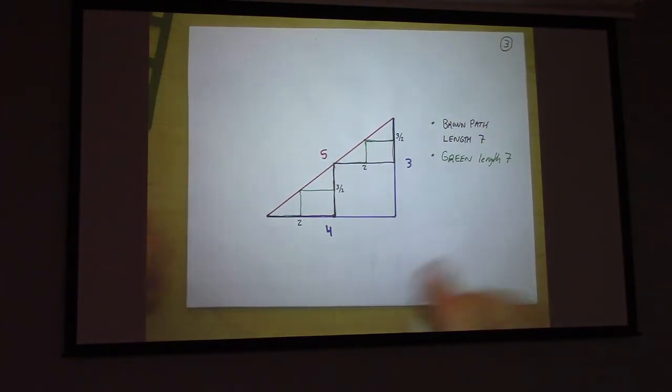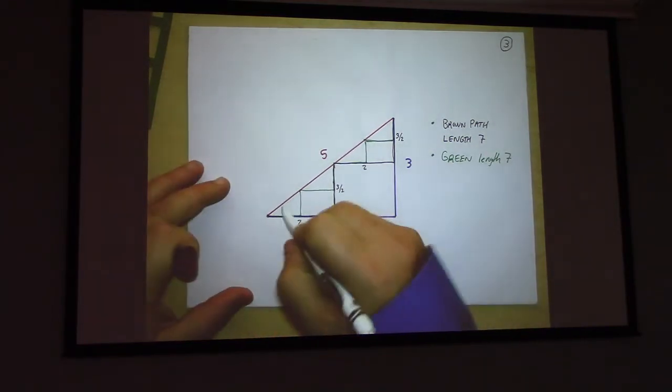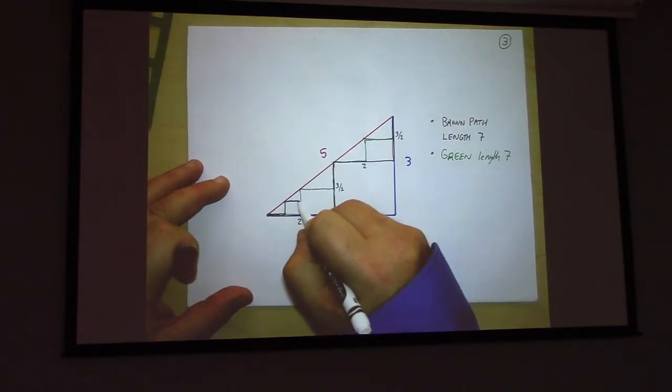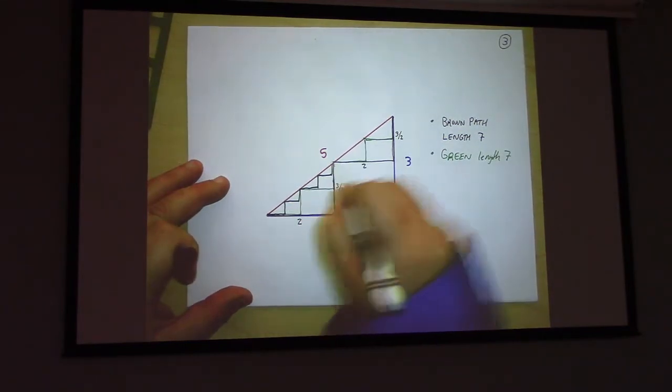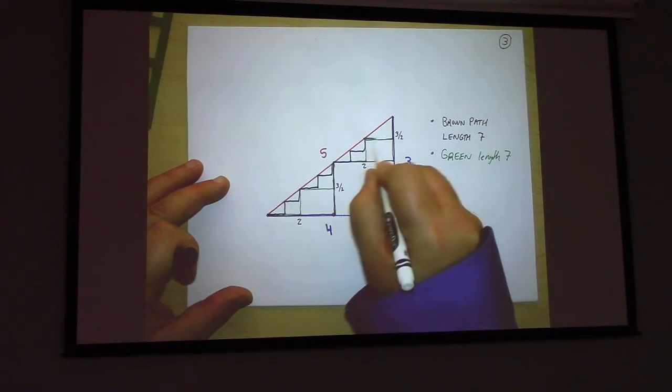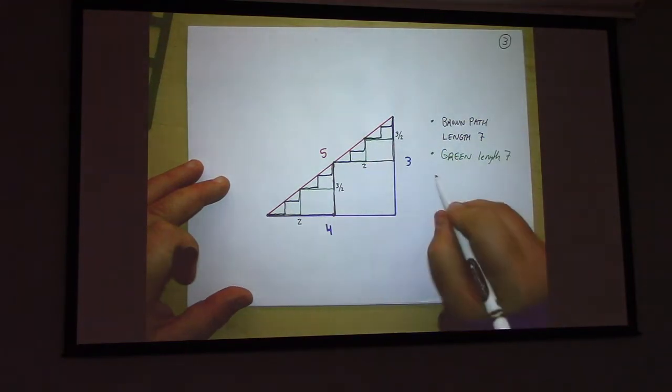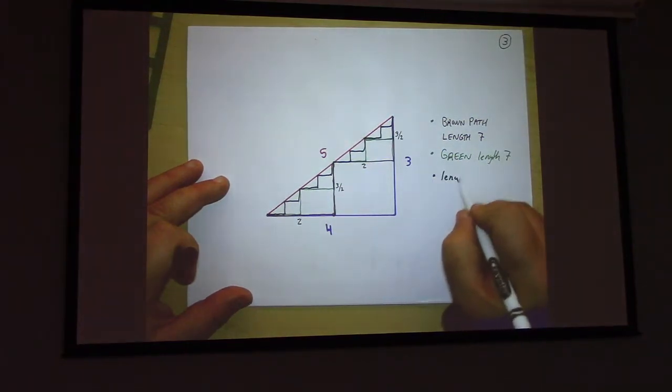But what can you do? You can keep doing this, right? So I'm going to run out of colors. Let me just do the rest. Well, I'll do one more. Here's black, like this, right? I can go like that, like that, like this, like this. Still length 7, right?